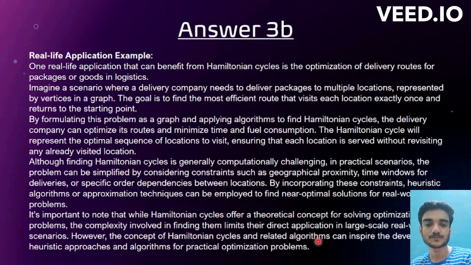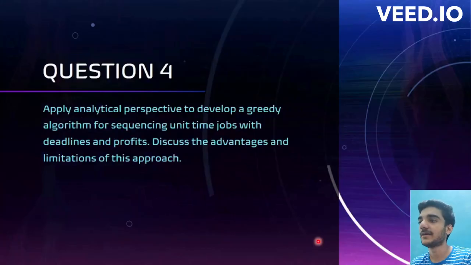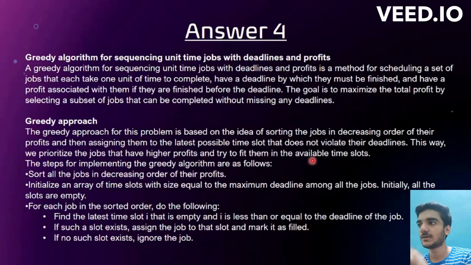optimization problems. Question 4. Apply analytical perspective to develop a greedy algorithm for sequencing unit time jobs with deadline and profit. Discuss the advantages and limitations of this approach. A greedy algorithm for sequencing unit time jobs with deadline and profit is a method of scheduling a set of jobs that each take 1 unit of time to complete, have a deadline by which they must be finished, and have a profit associated with them if they are finished before the deadline.